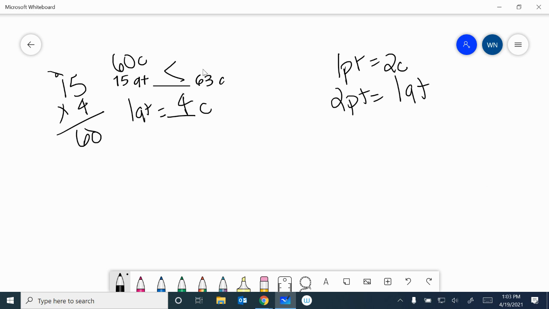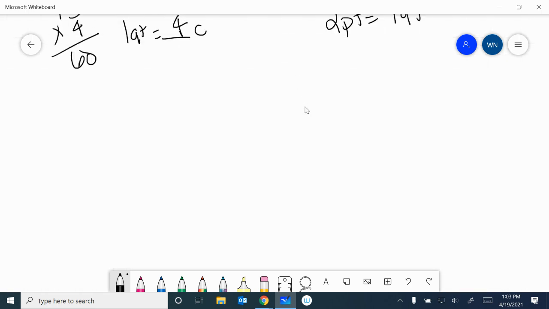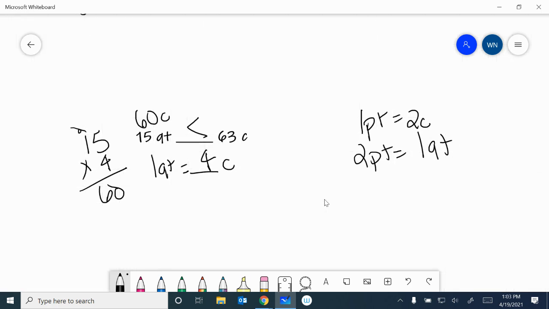Again, you could have figured out how many quarts was 63 cups. It should have turned out to be the same answer though, and that was the last of our problems. Make sure you understood each of those. Go rewatch anything you need to, and make sure you ask any questions that you have, and you can go ahead and get started on your classwork.